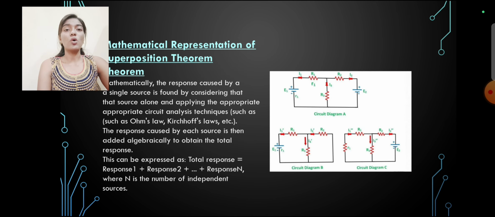Mathematical representation of the superposition theorem. Mathematically, the response caused by a single source is found by considering that source alone and applying the appropriate circuit analysis technique, such as Ohm's law, Kirchhoff's laws, etc. The response caused by each source is then added algebraically to obtain the total response. This can be expressed as total response equals response 1 plus response 2 plus so on up to response n, where n is the number of independent sources.